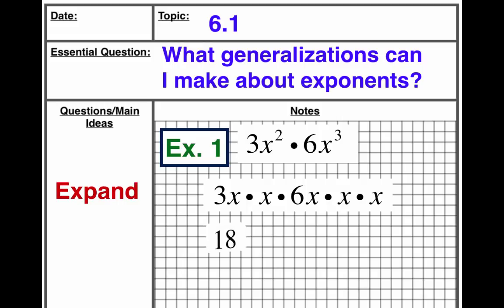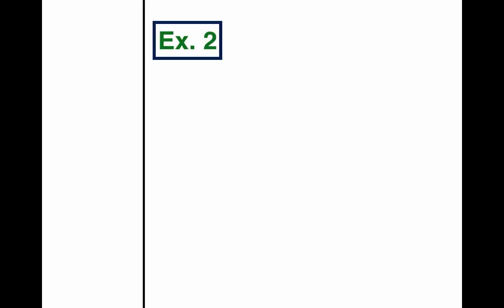Let's rearrange that. That's 3 times 6, which is 18. And then how many x's do we have? Oh yeah, we have x to the 5th power. So our simplified solution is 18x to the 5th power, and there's our answer. Let's look at another one here.